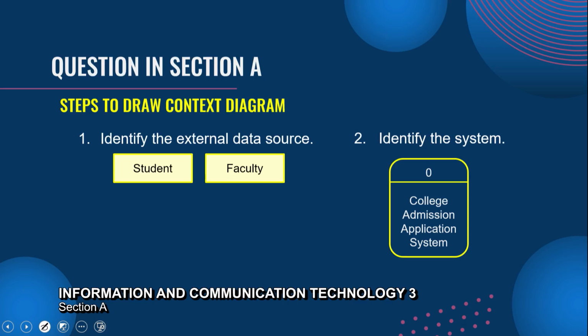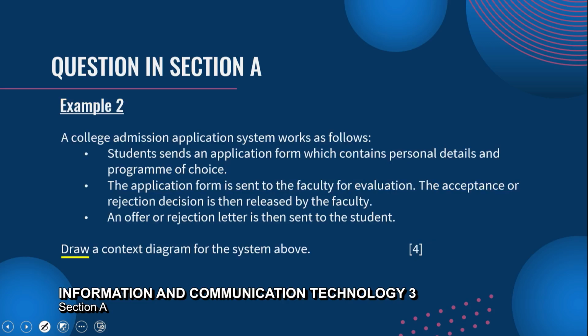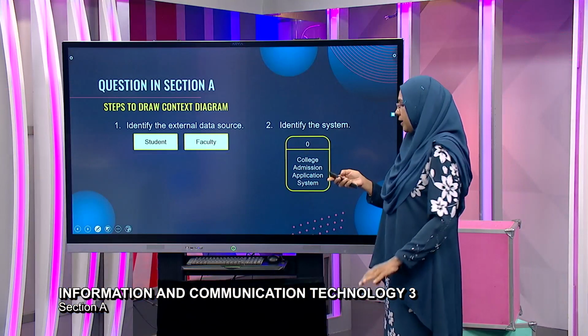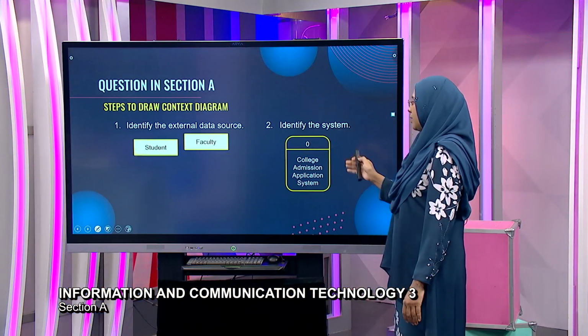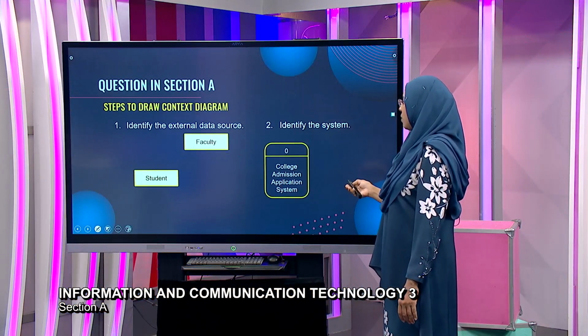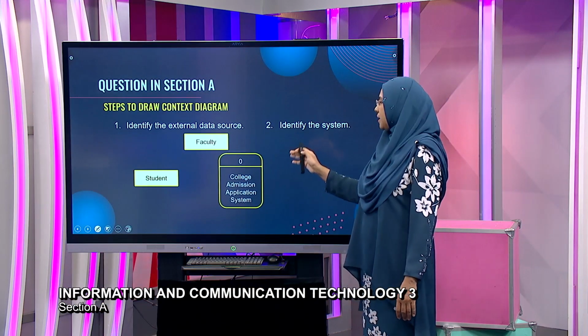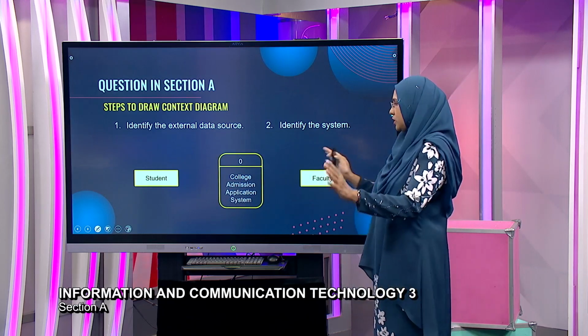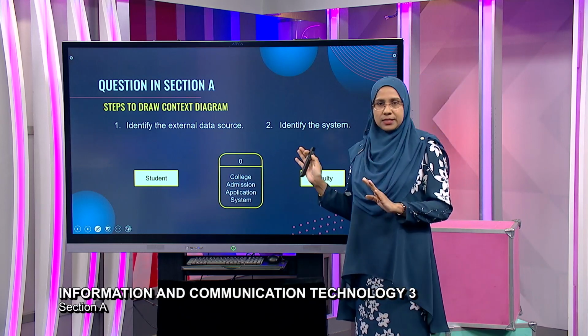And how do I get this name? It is given in the question: college admission application system. So just copy it back. Then you have to arrange it. We follow this arrangement: the first one, the people who send the data; the second one in the middle, the system; and the third one, the other data source. So we arrange it like this. Mostly it will be like this.